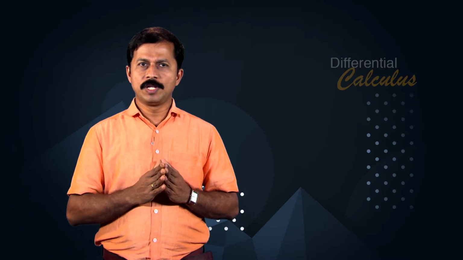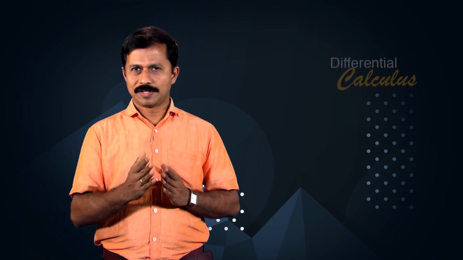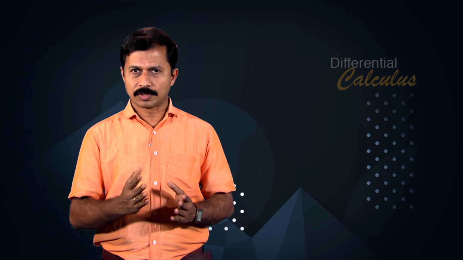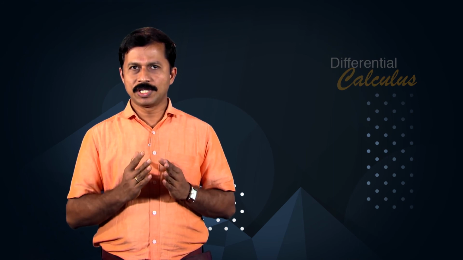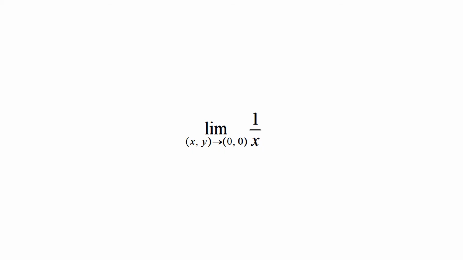From the functions of one variable, we already know that the limit as x approaches 0 plus of 1 by x is equal to plus infinity, and the limit as x approaches 0 negative of 1 by x is equal to negative infinity, and that the limit as x tends to 0 of 1 upon x does not exist. This shows that if the limit of the denominator is 0, but the limit of the numerator is not, then the limit of the rational function does not exist. With this in mind, we can say that the limit as (x, y) approaches (0, 0) of 1 by x does not exist.